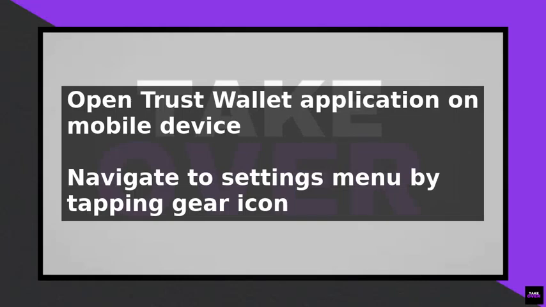To open the DApp browser in Trust Wallet, start by opening the Trust Wallet application on your mobile device. Once the app is open, navigate to the Settings menu by tapping on the gear icon located in the top right corner of the screen. In the Settings menu, scroll down and look for the Browser section. Here you will find the option to enable the DApp browser. Tap on the toggle button next to DApp browser to enable it.